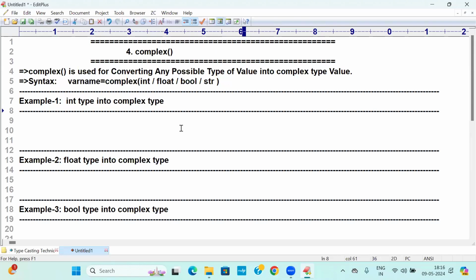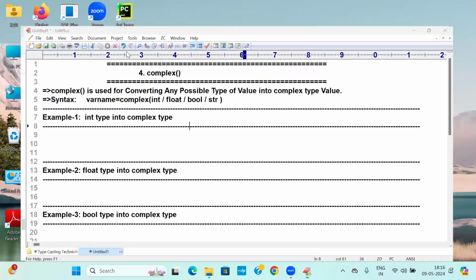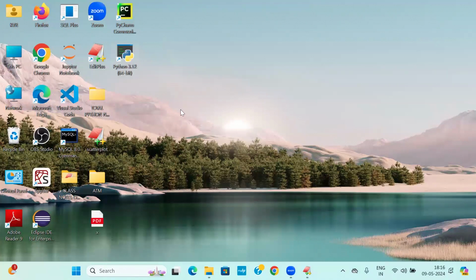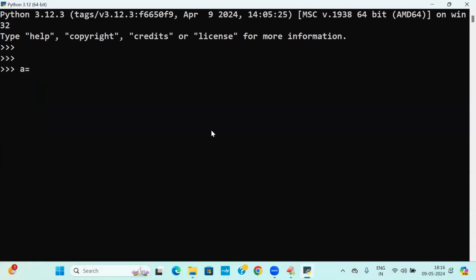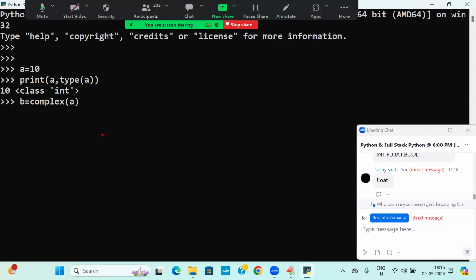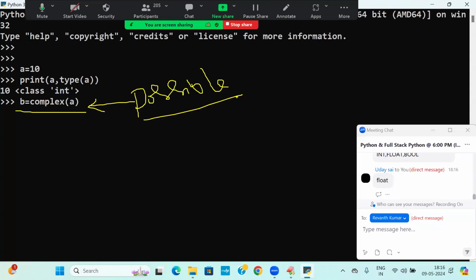Now I'm going to take int type to complex type. So let us go to the Python environment now, students. Python environment, run as administrator. So here I will take up a is equal to 10, print of a comma type of a, very, very easy. 10 is here, and what type? Int type. Now I am converting to b is equal to complex of a. Don't answer immediately. Is it possible or not possible?